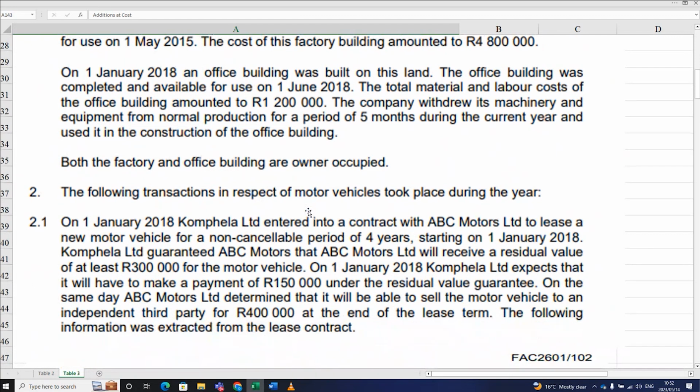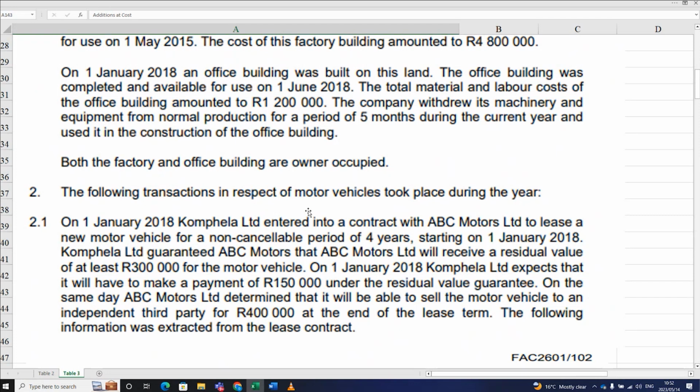The following transactions in respect of motor vehicles took place during the year. On 1 January 2018, Compeller Limited entered into a contract with ABC Motors to lease a new motor vehicle for a non-cancelable lease period of 4 years. Starting on 1 January 2018, Compeller guaranteed ABC Motors that ABC Motors will receive a residual value of at least 300,000 for the motor vehicle.